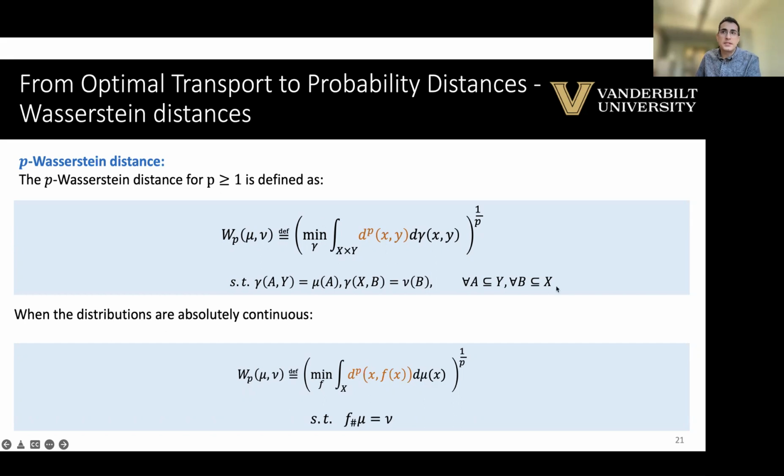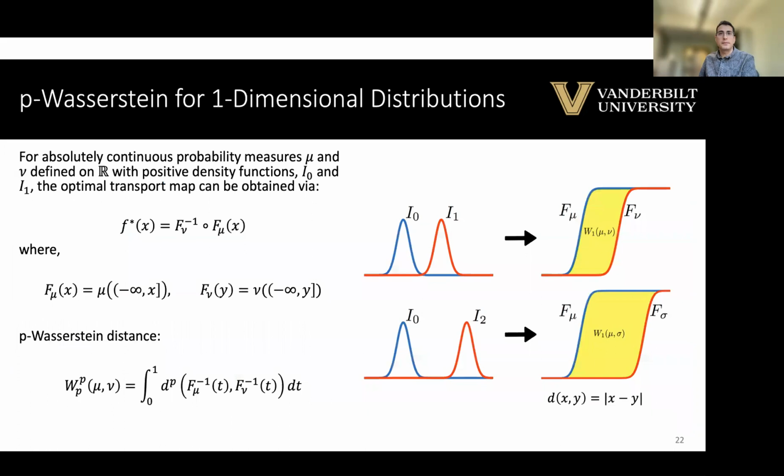And then this, of course, you can appreciate that this is the Kantorovich formulation. And if we have our distributions to be continuous, then we can immediately write the Monge formulation of a Wasserstein distance and calculate the Wasserstein distance by the Monge formulation as well.